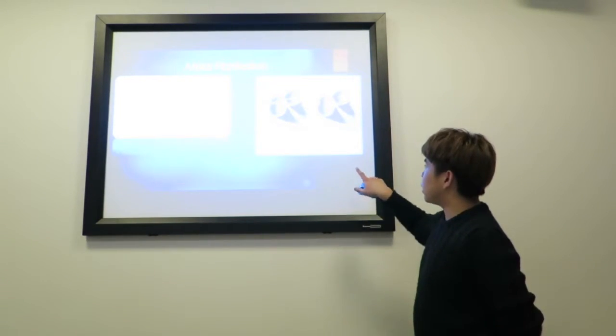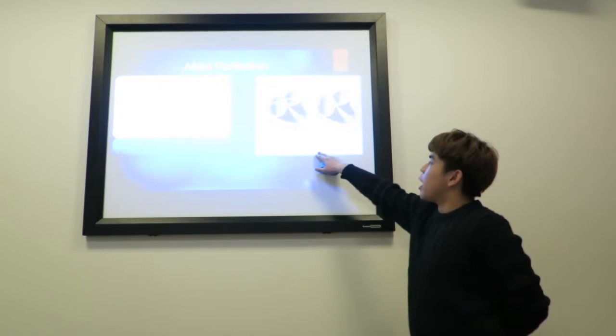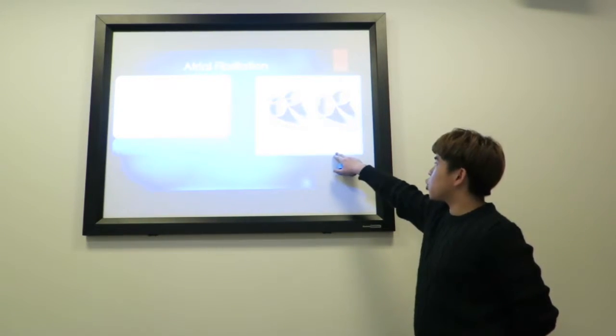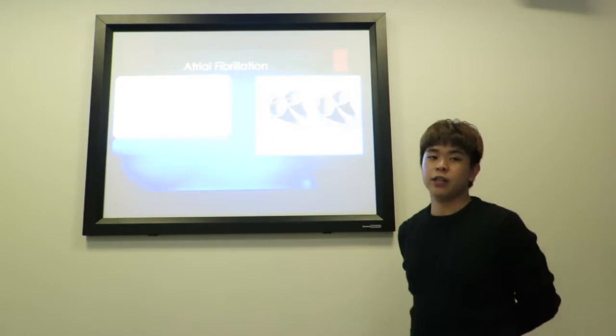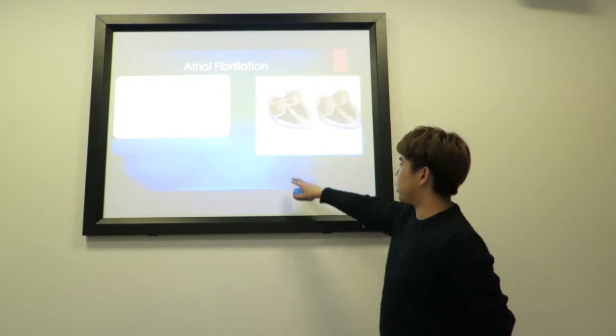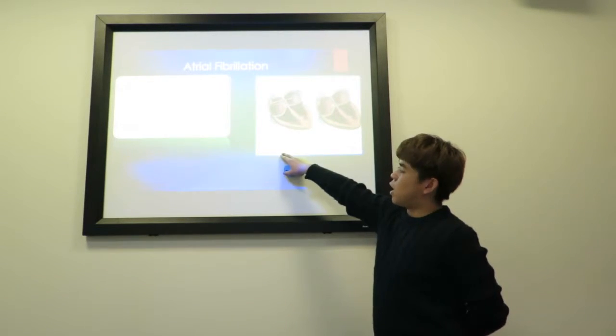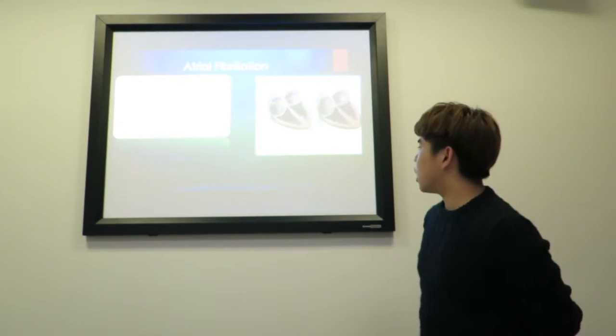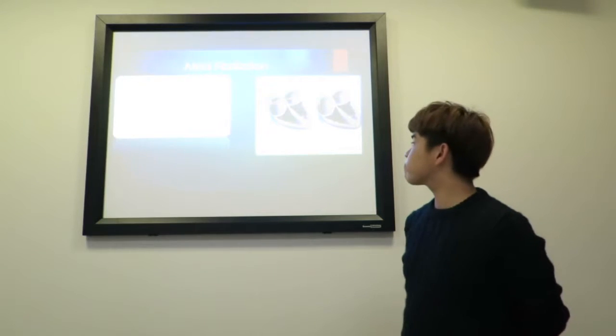And in this diagram here, it also shows the irregularity and the small bumps in between to show the atrial fibrillation and the atria quivering and not coming to a full contraction and having distinct waves after the QRS complex.